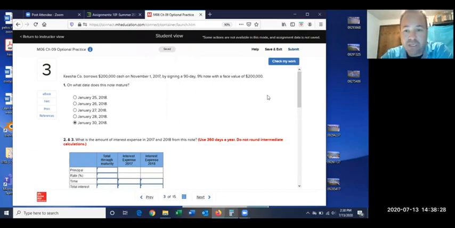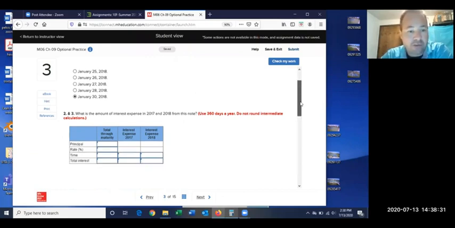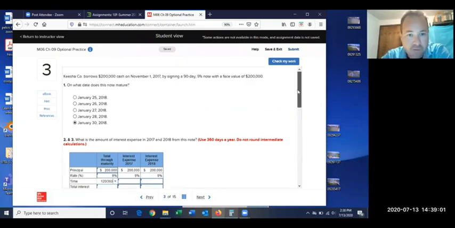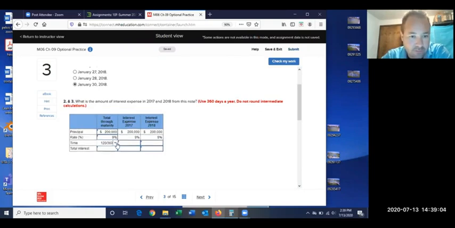90-day, 9% note, $200,000 face value. All right, so let's go down here and start filling in the chart. Principal says, okay, what's it worth? We're telling it it's worth 200,000. The rate is 9%. The time total through maturity, let's go back up here and make sure, 90-day note, so it is 90.